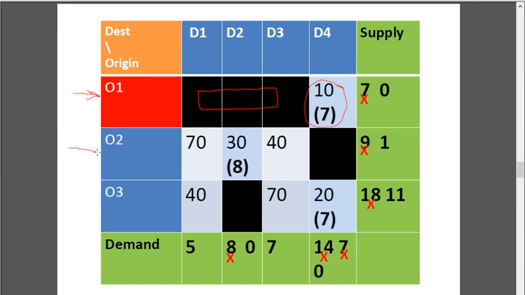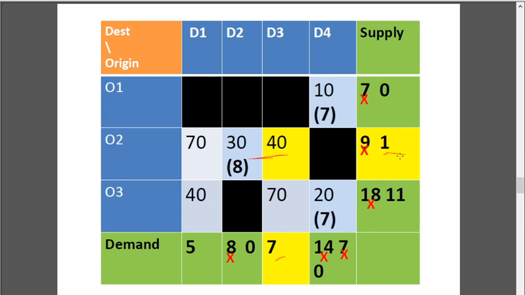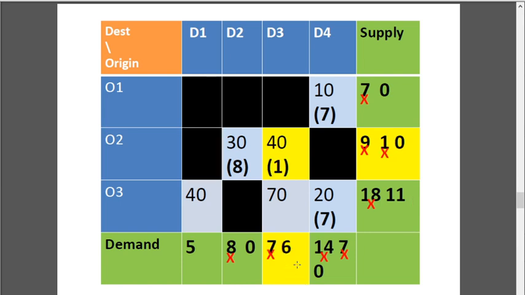Now go to the next row, that is, again origin O2. In origin O2, I have two more cells remaining, this 70 and this 40. The minimum is 40, selected. Supply is 1 and the demand is 7. Therefore, I can only give 1 unit for this destination. That is, allocate only 1 unit. Therefore, 7 minus 1, demand becomes 6, but the supply becomes 0. So you can delete the remaining cell in that row.